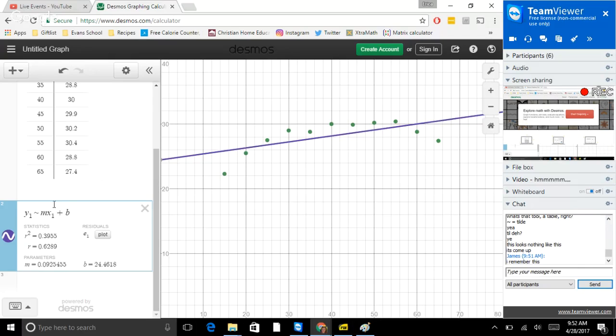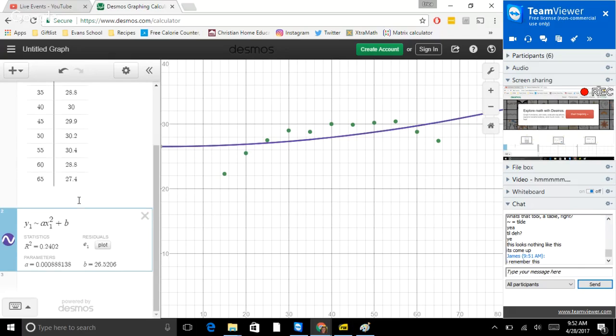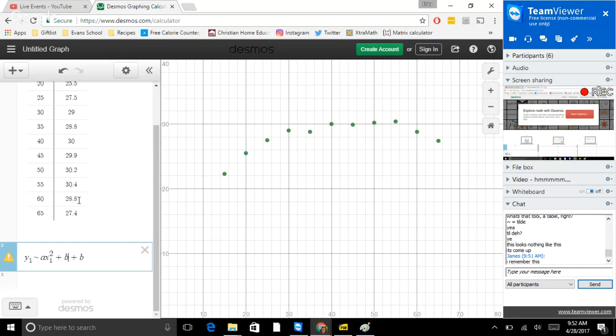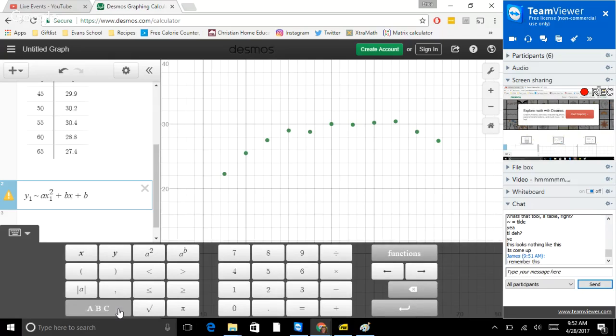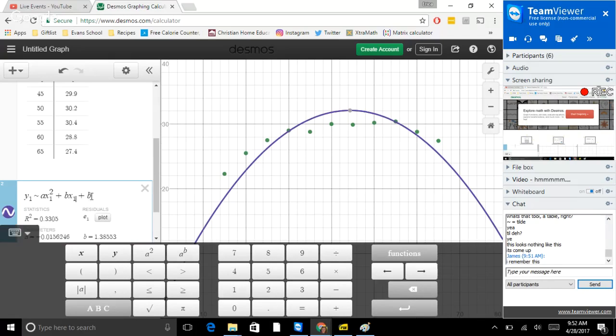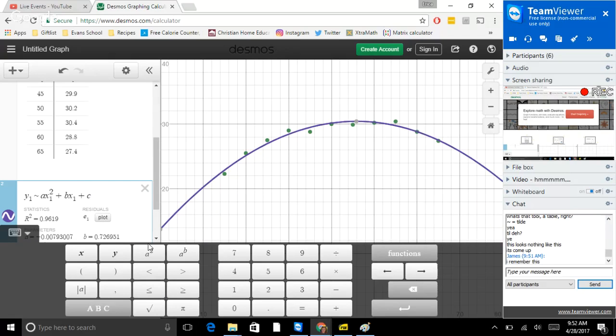So instead of trying to model this with a linear equation, let's try a quadratic equation. A quadratic would be ax squared plus bx sub 1 plus c.